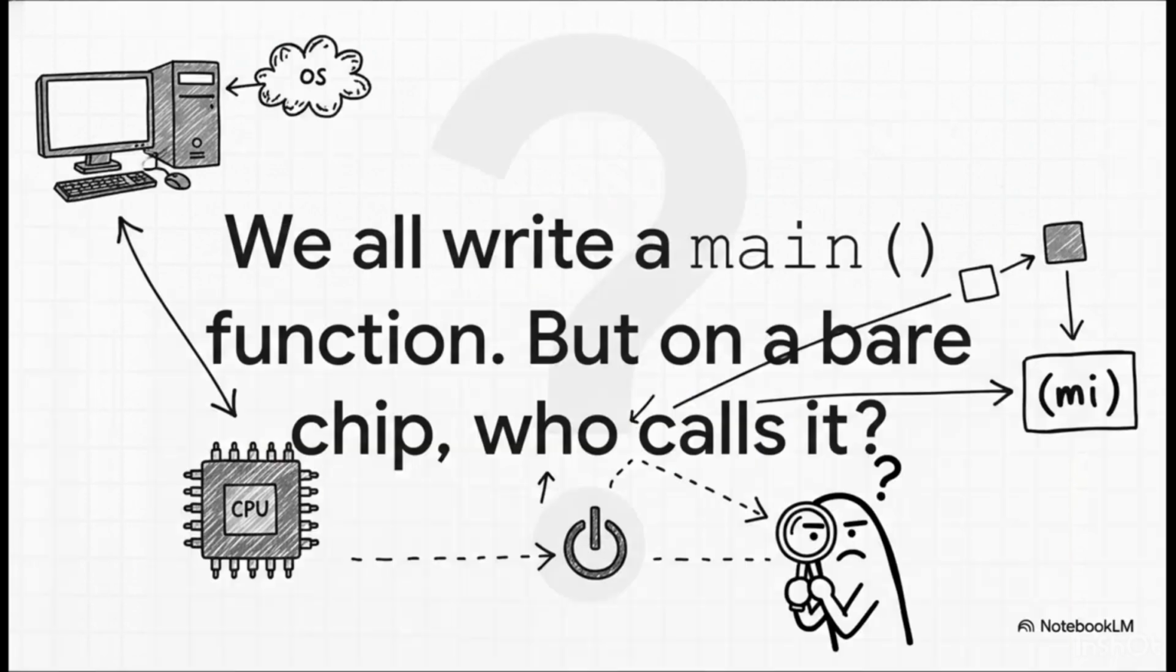Let's get into it. So, we all know main, right? It's the heart of our C programs. On your laptop, it's simple. The operating system kicks things off. But what about on a bare microcontroller, a blank chip with no OS, no safety net? Who or what makes that first call? Well, that's the big mystery we're solving today.